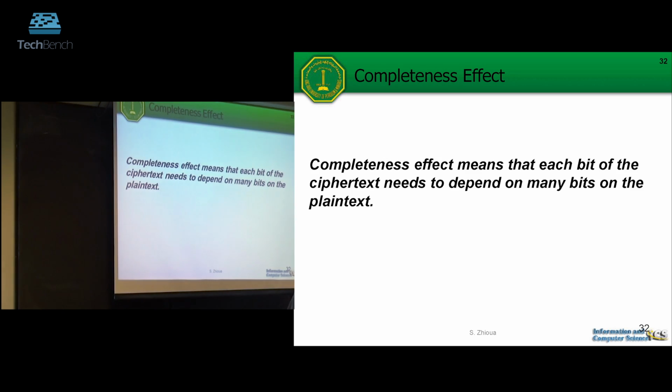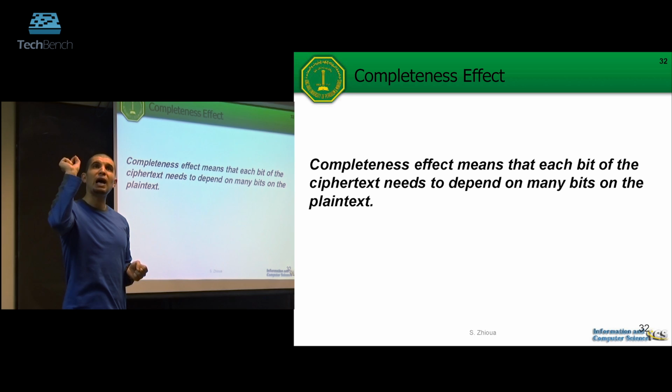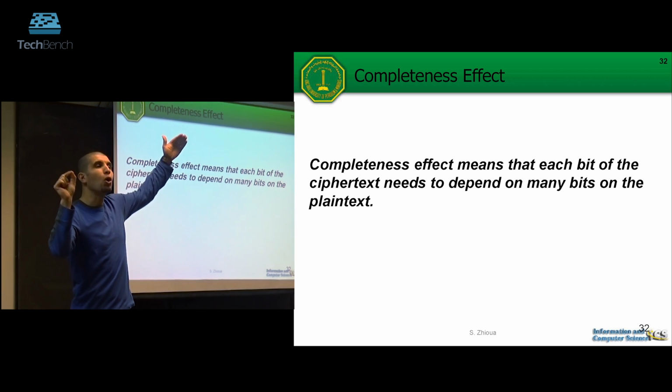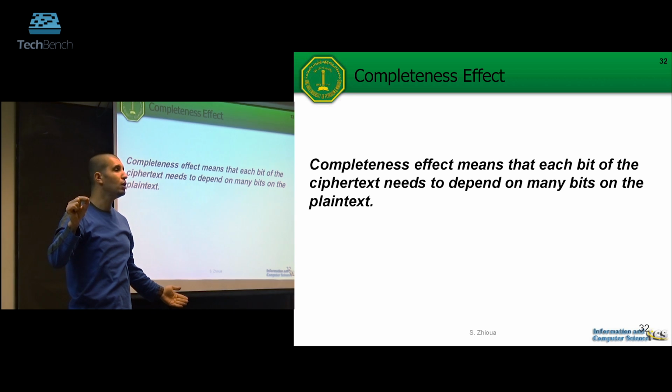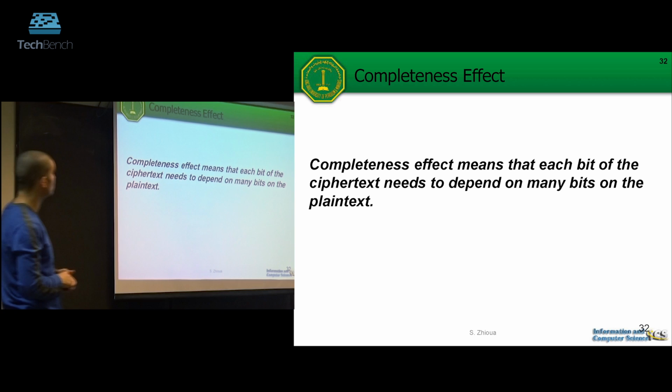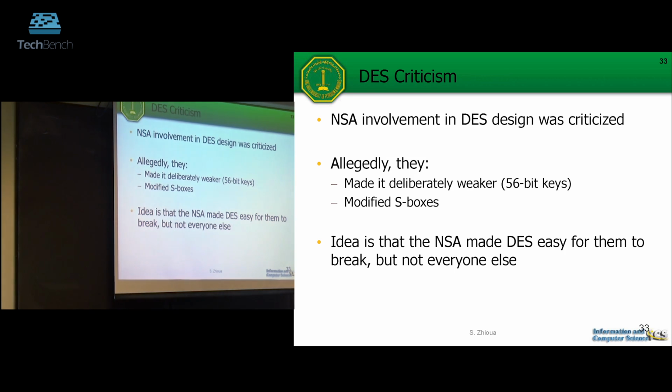The completeness effect means that each bit of the ciphertext needs to depend on many bits of the plaintext, so at the end they are quite related. I've mentioned the completeness: basically, one bit of the output should depend on almost all the bits of the input. Okay, this is completeness, and DES satisfies those nice properties.